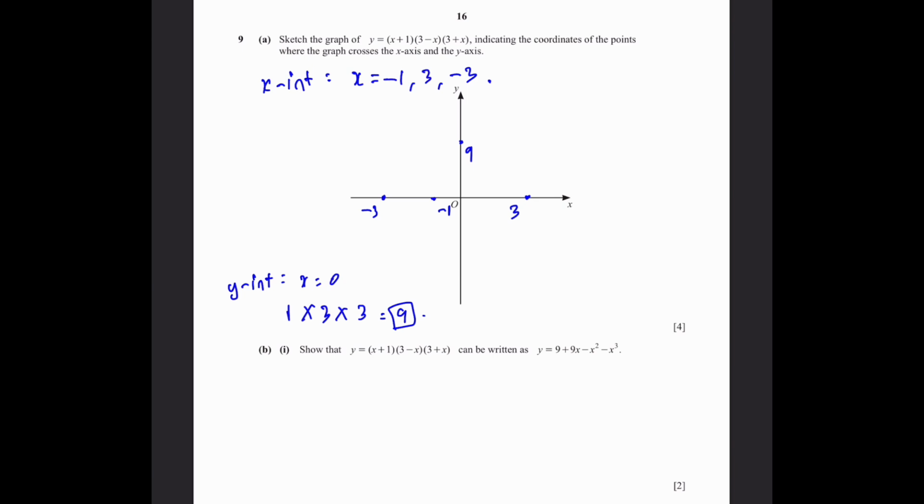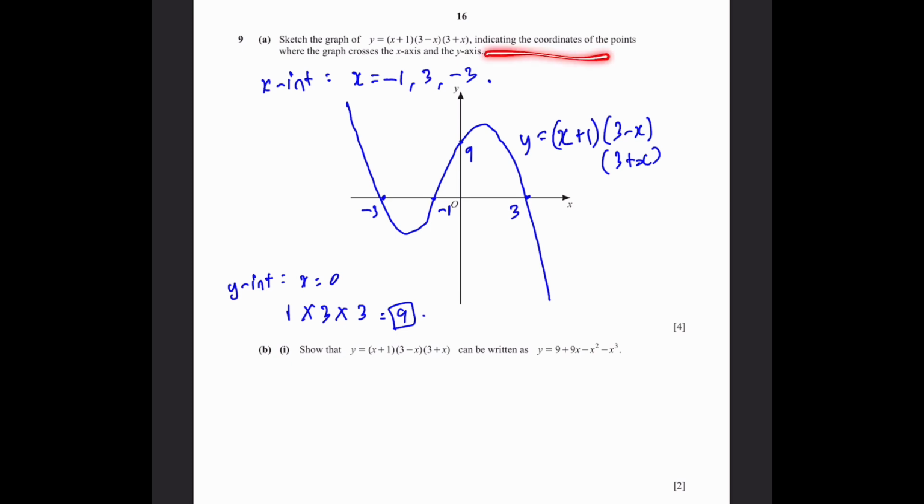So drawing the graph, we get something like this. And this will be y equals x plus 1 times 3 minus x times 3 plus x. The only points that we have to indicate are the points where it crosses the x and y axis, and we labeled it. So it's fine, and that'll be our answer. Now going to part B.